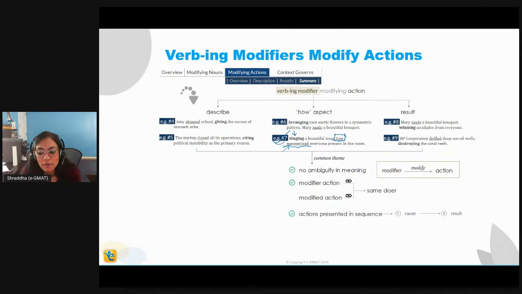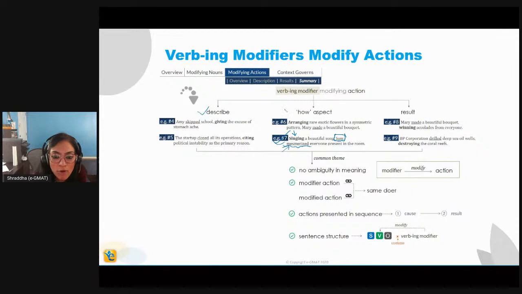Next, when we use the comma plus verb-ing modifier to present the result, we must be aware of the sequence in which it is presented. In the case of description and how aspect, we can place the modifier even before the modified action. The modifier can come before the clause also.